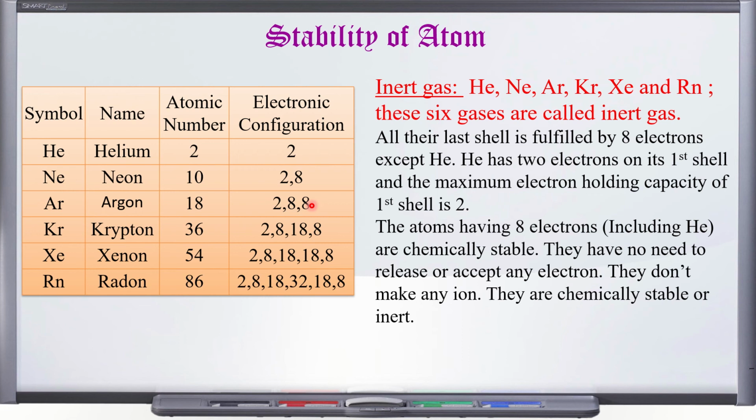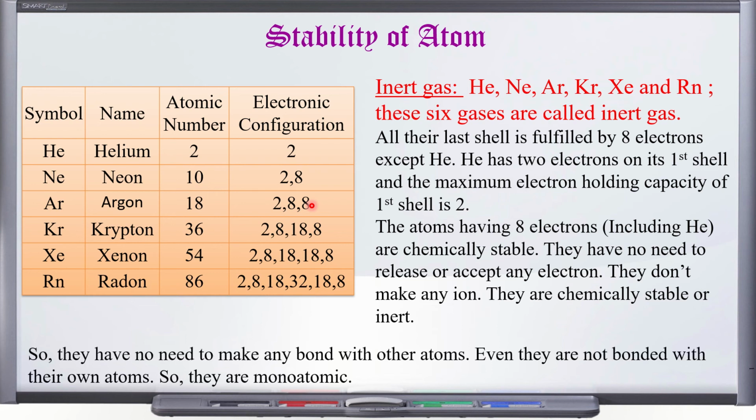When a molecule becomes diatomic, suppose oxygen, O2, that means two oxygen atoms are combined to make O2. Two hydrogen atoms are combined to make H2. But these atoms are not combined with their own atom. So they are monoatomic. They have no need to make any bond with other atoms, even with their own atoms. So they are monoatomic.